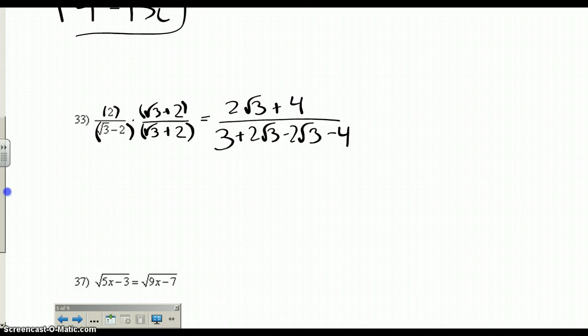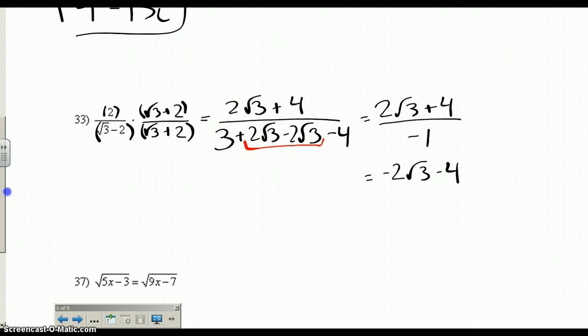So what you'll see is that by multiplying by the conjugate, these middle terms will eliminate each other. 2 root 3 minus 2 root 3 is just 0. So that simplifies, and I get 2 root 3 plus 4 in the numerator over 3 minus 4, which is negative 1. So if I want to write that, I can distribute the negative 1 to both terms. So I get negative 2 root 3 minus 4, and that's my final answer.